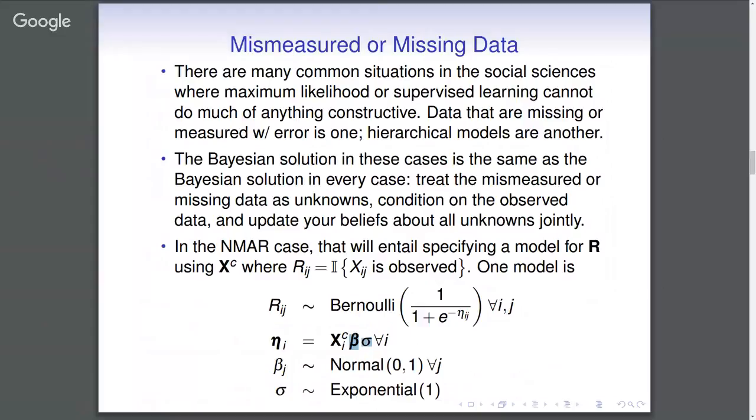Not that hard, but way beyond what most people in the social sciences do, which is either only analyze the rows of X such that the row of R is all ones, or maybe they do multiple imputation assuming that the stuff is like multivariate normal but missing at random, which is a very strong assumption to make.